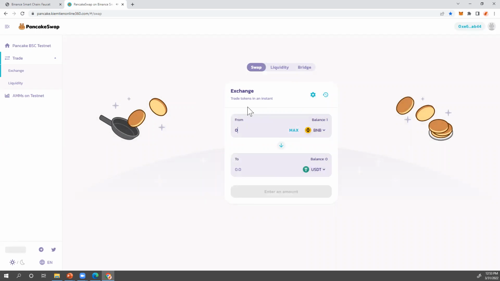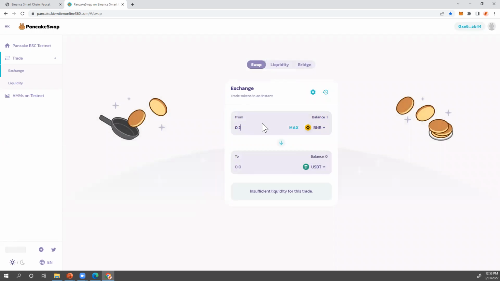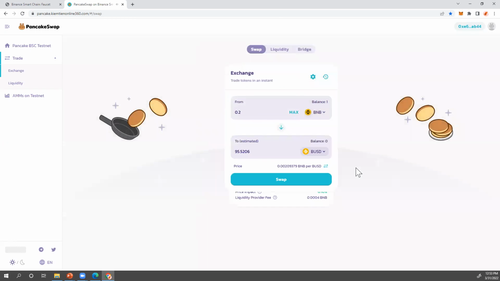Now let me say I want to swap for Tether, right? Or let me try something else. This one, okay, this one works better. Remember, this is only the testnet. On the mainnet, the experience will be smoother than here. On the testnet here, I have 1 BNB. I type in 0.2, and it allows me to swap, to exchange for 19.5 or so of BUSD. So this is the price.